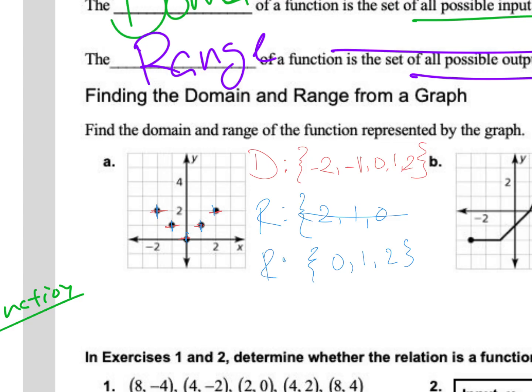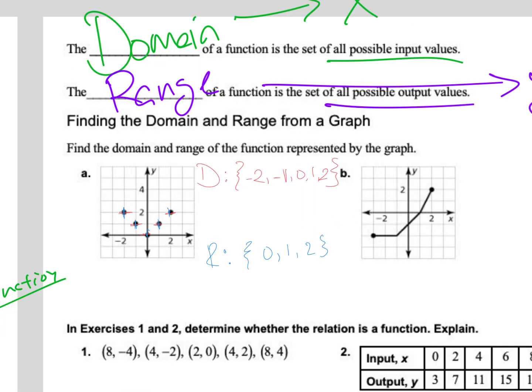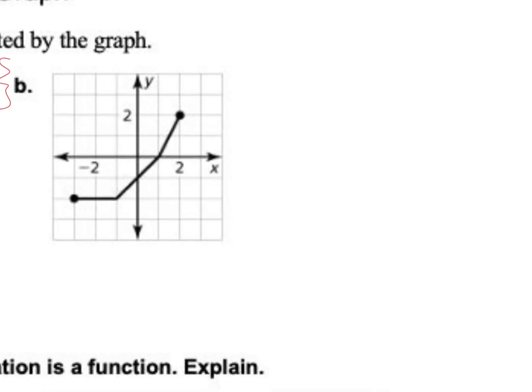The range is not 2, 1, 0, and it's also not 2, 1, 0, 1, 2, okay? You don't want to repeat it, okay? And then it looks like this because it is literally just points on the graph, right? Here, though, we have a line.